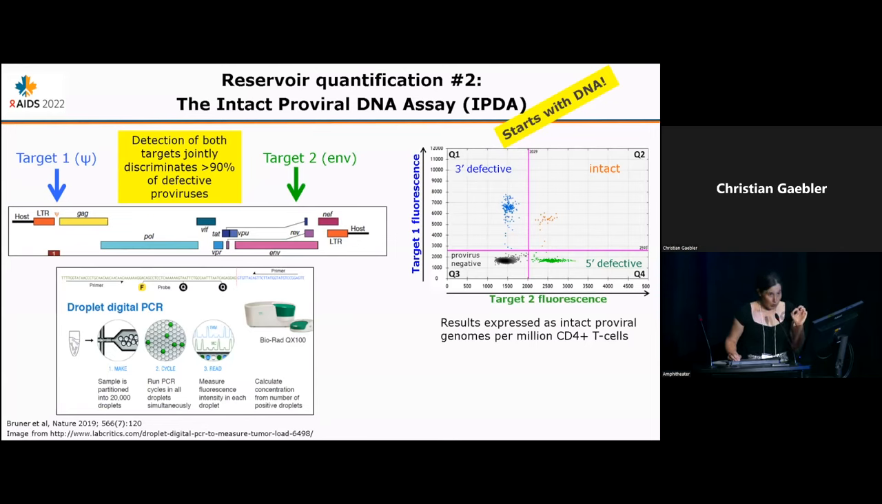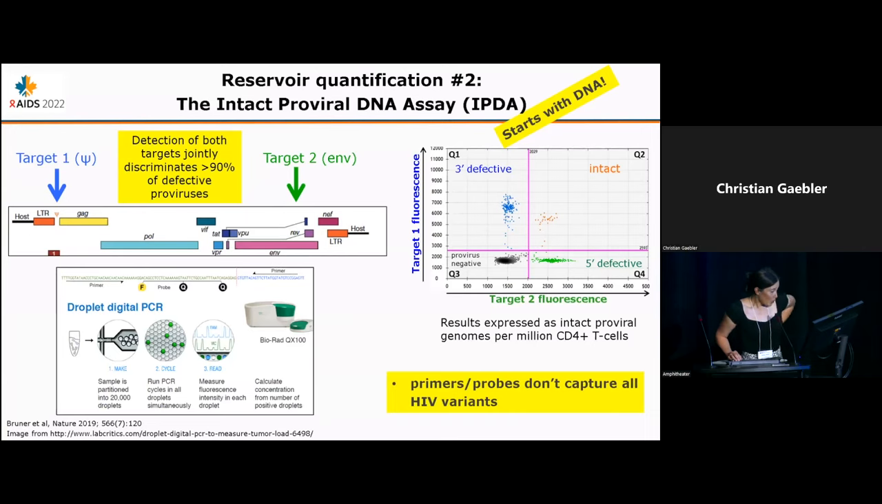We have droplets that are double negative, meaning no targets detected, droplets that are single positive, meaning one target detected, that's a defective genome. And the ones that have double detection are the intact proviruses. So results in this case are expressed as intact proviral genomes per million CD4 positive T cells. One thing we heard about in the morning, though, one limitation is currently the primers and probes used in this assay don't capture all HIV variants, but work is being done on that.